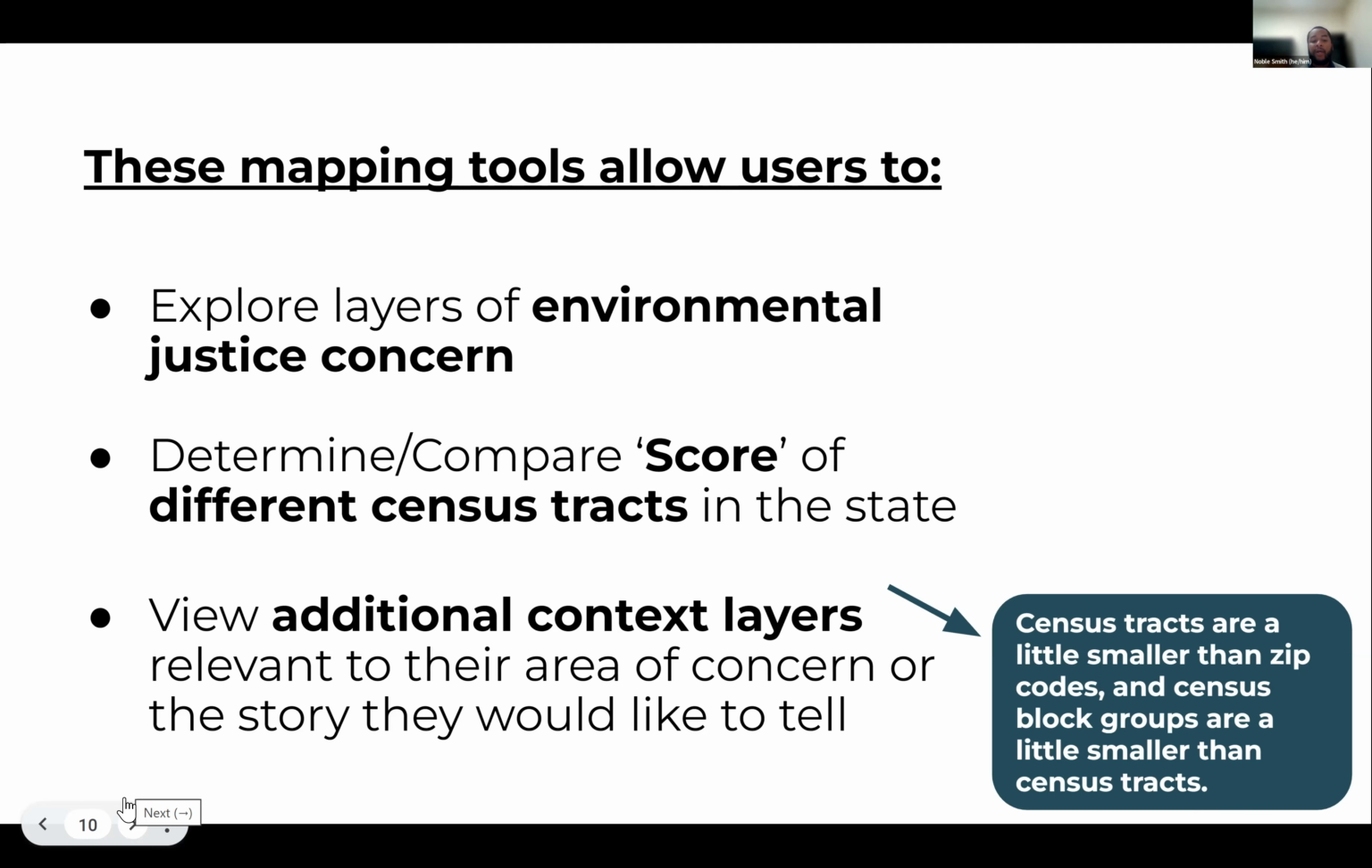These mapping tools also have additional context layers for things that aren't necessarily environmental justice concerns, but factor into community health, right? So as part of the MD EJ Screen, we have a layer that looks specifically at COVID rates, right? So not necessarily an environmental concern, but it is a health concern, and it impacts and compounds environmental health issues. So can you go to the next slide, Ariel?